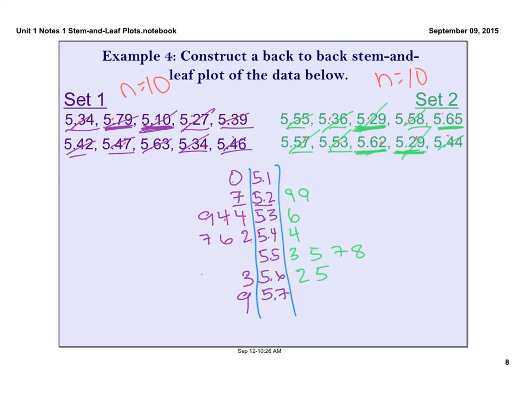All right, so then let's spot check. Did I get them all? 1, 2, 3, 4, 5, 6, 7, 8, 9, 10. I got 10 on each side. I think I've got all my data.